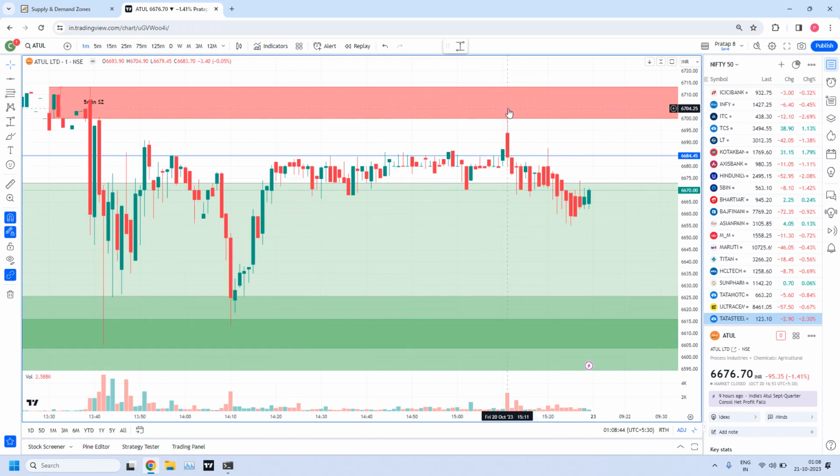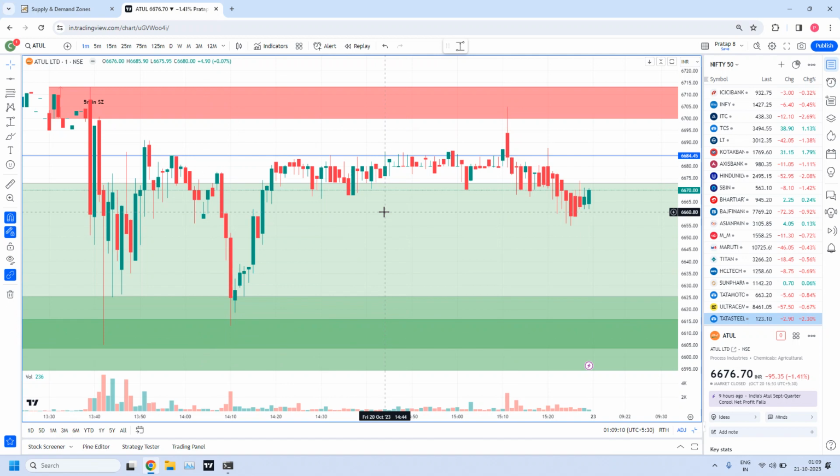So, what is the return it has given? ATUL has given 6,318 rupees 75 paisa profit. That means close to 6,320 rupees profit it has given, which is equivalent to 7.04% return on your investment.